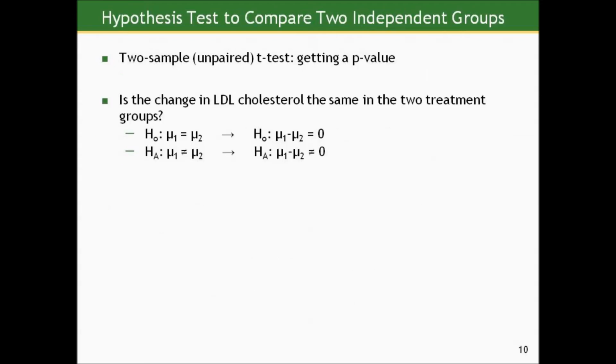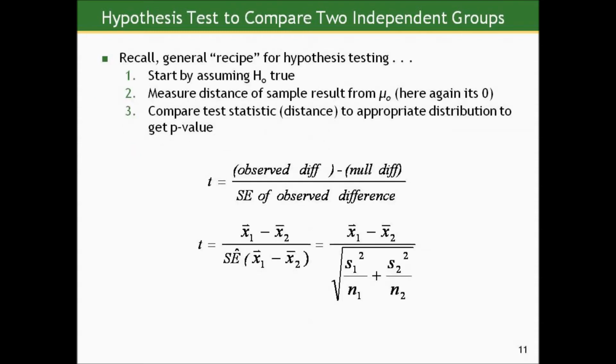We want to do a two-sample unpaired t-test, and we want to get a p-value. So from a hypothesis testing perspective, we're asking the same question, with slightly different phrasing: is the change in LDL cholesterol level on average the same in the two treatment groups? Our null here is the same as what we saw before, that the mean changes are the same, or that the difference in these mean changes is 0.